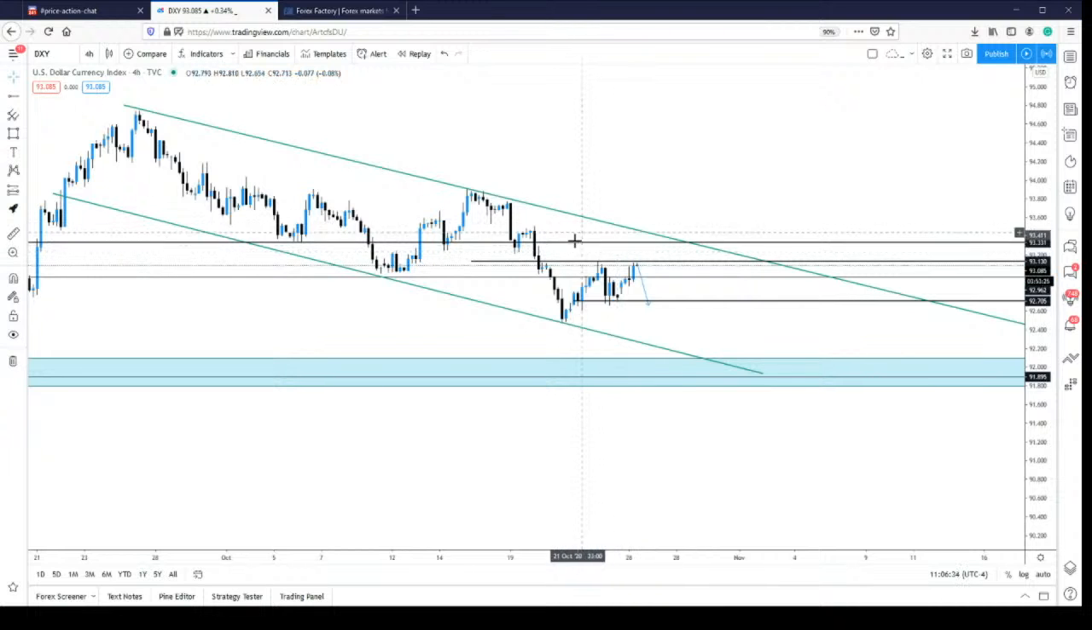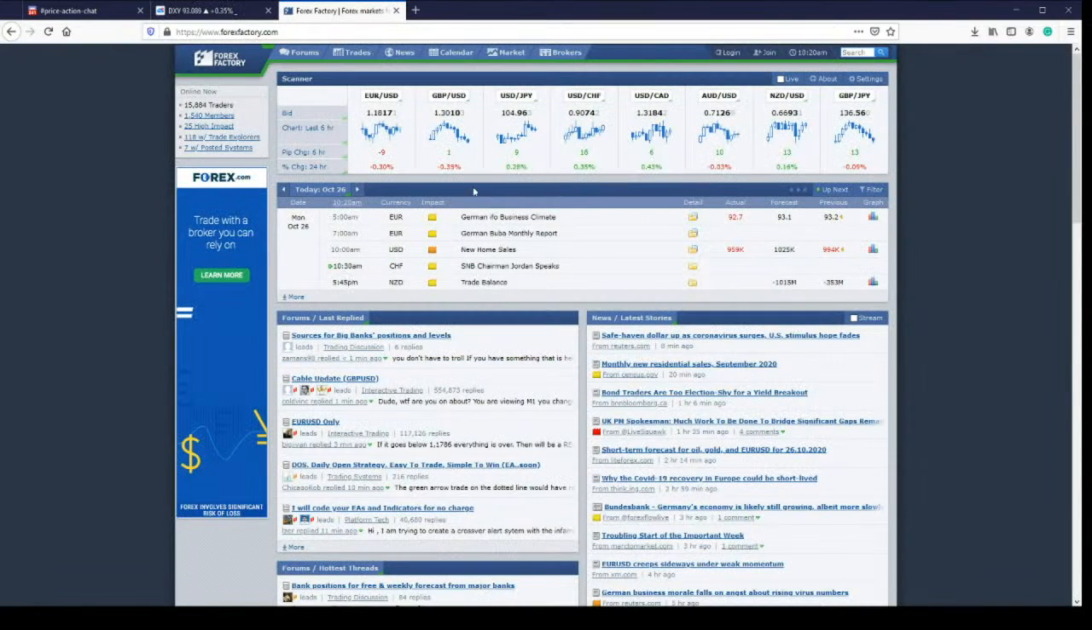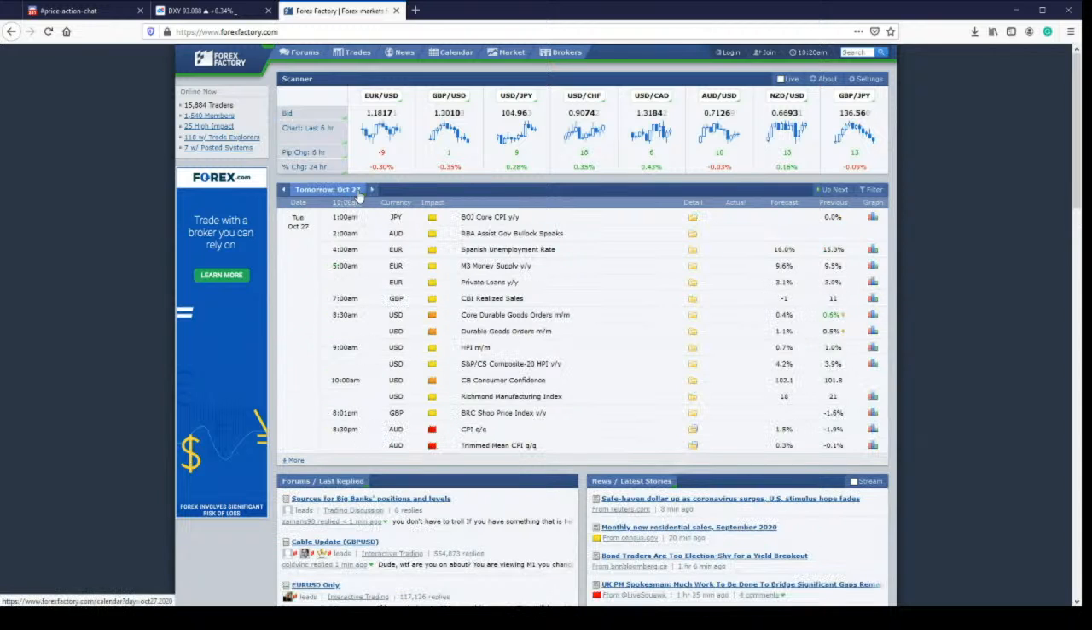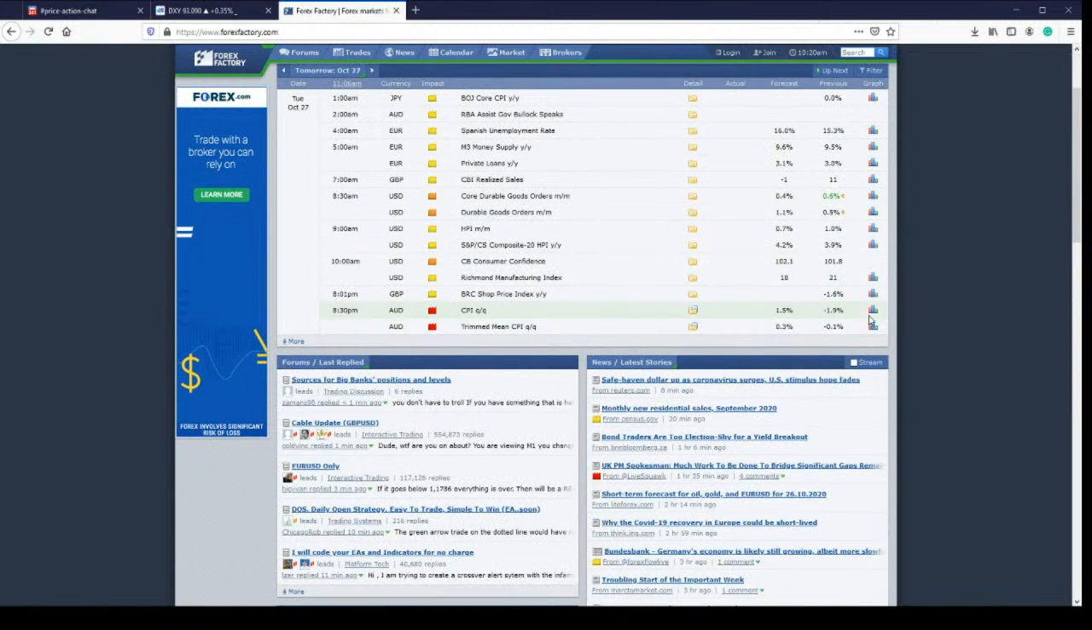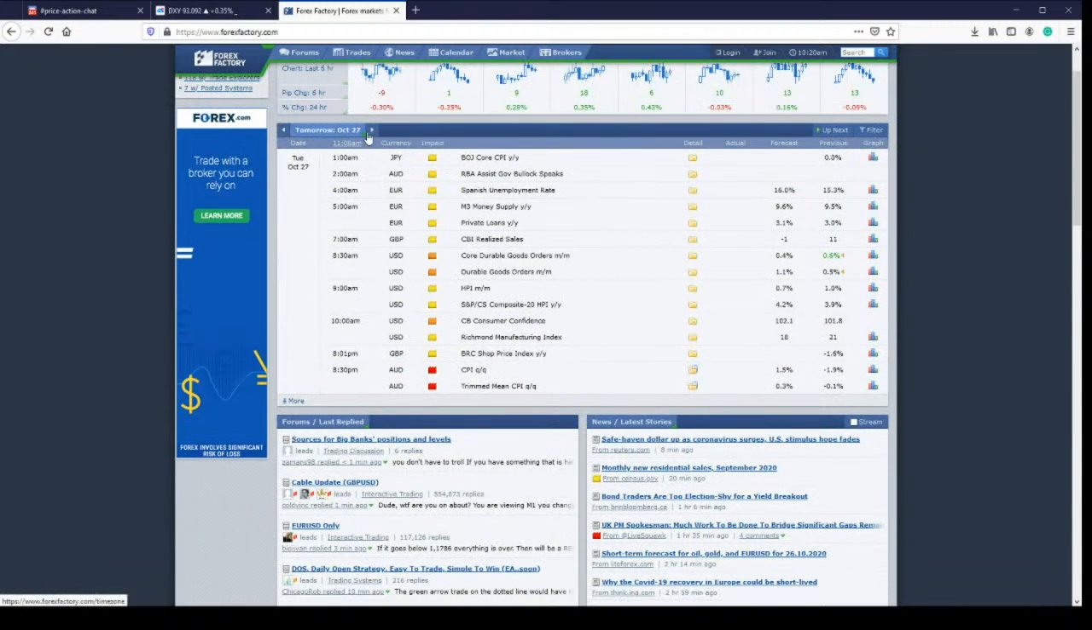But let's take a look at the fundamental schedule. So really quickly, very quiet day. Home sales are down a tad bit. That's expected. Tomorrow we have core durable goods. Forecast is mixed, with this lower, this higher. Consumer confidence is supposed to go up, so keep that in mind. We have Aussie CPI, which is expected to go higher. So keep that in mind as well.